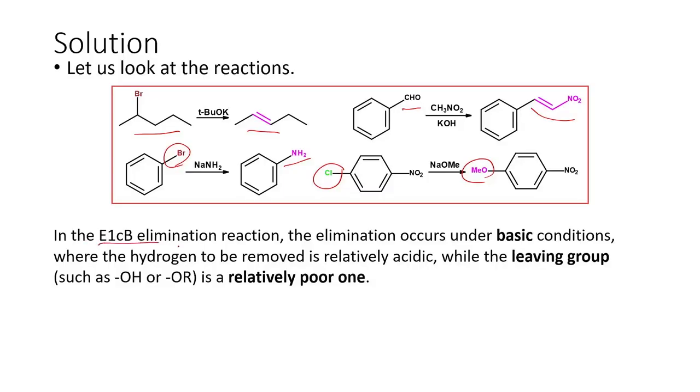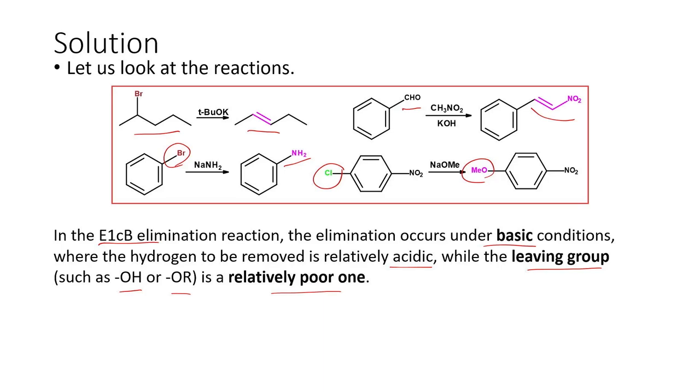So, in the E1CB elimination reaction, that is elimination unimolecular conjugate base mechanism, the elimination occurs under basic conditions. This is the requirement for the E1CB mechanism, and the second one is that the hydrogen to be removed is relatively acidic, while the leaving group such as hydroxyl or alkoxy is a relatively poor one. This is the most crucial one for the E1CB mechanism. So, we need a basic condition, we also need an acidic proton, and the leaving group should be a poor leaving group. That is the condition for the E1CB mechanism.